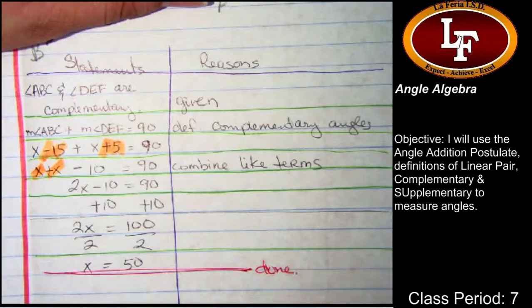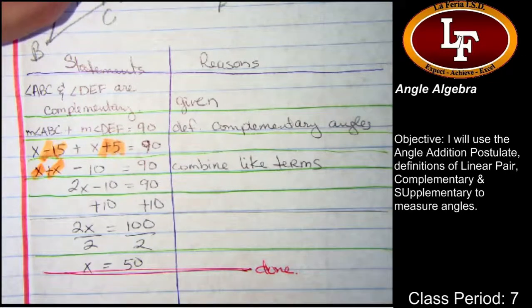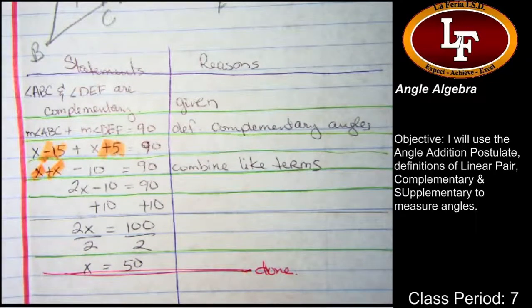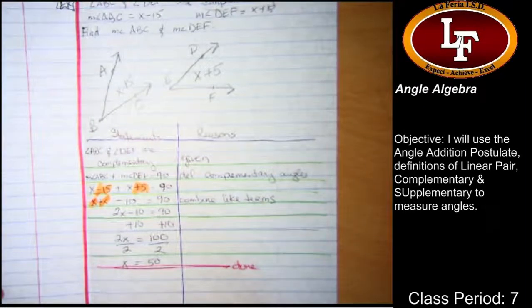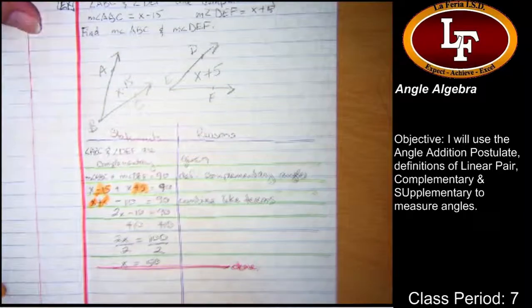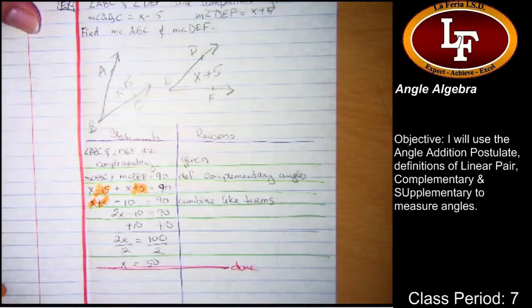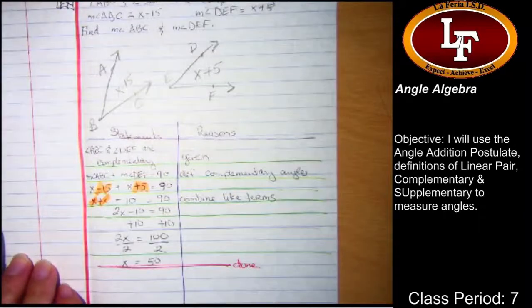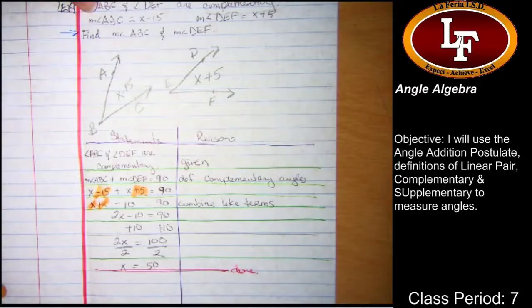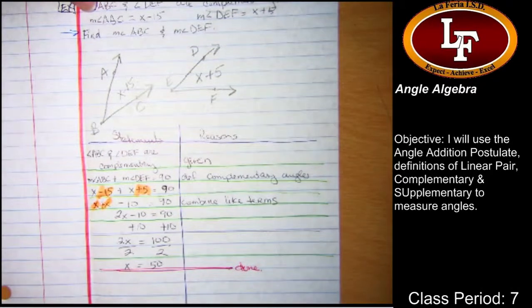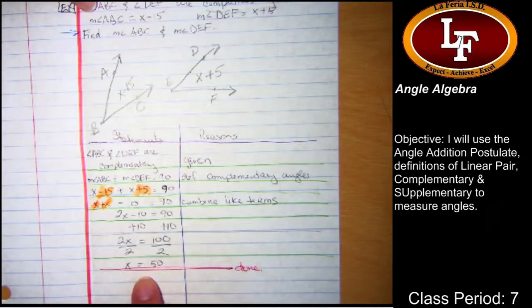Did I answer the question? What was the original question? I'm going to zoom up to the top. What was the original question? You're not sure? Okay, let's go back to the problem. It said the two angles are complementary. It gave me the measure of both of the angles. And then it told me to find their measures. Have I? What's this value down here?